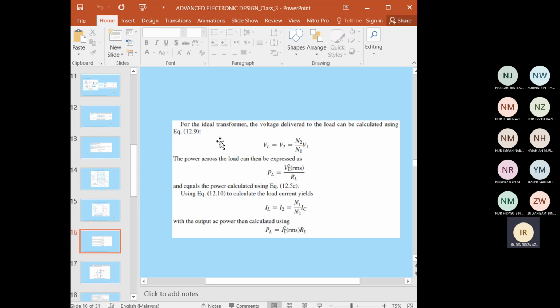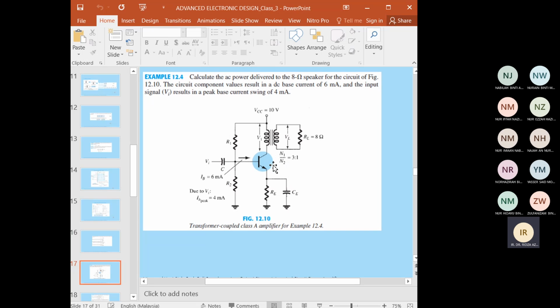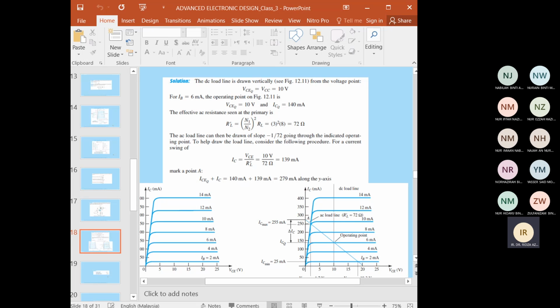For the ideal transformer, the voltage delivered to the load, or the secondary voltage, is equal to N2 divided by N1 multiplied by V primary. The power across the load can be calculated by this equation, and therefore we can get the IL and also the PL. Hopefully you tried this exercise yesterday.